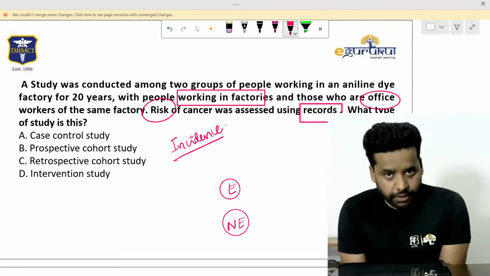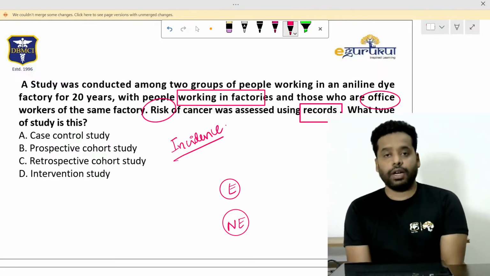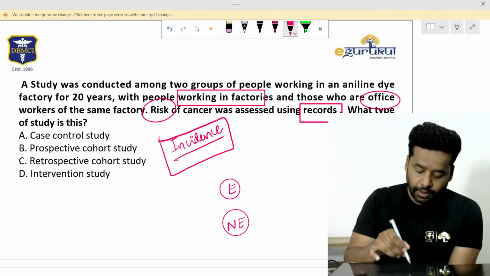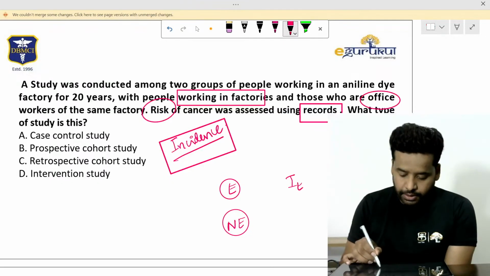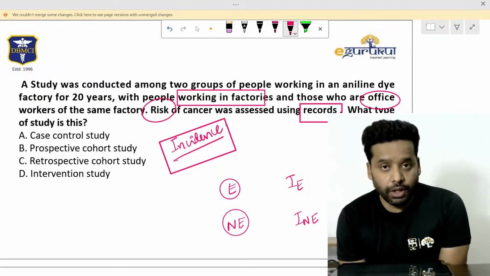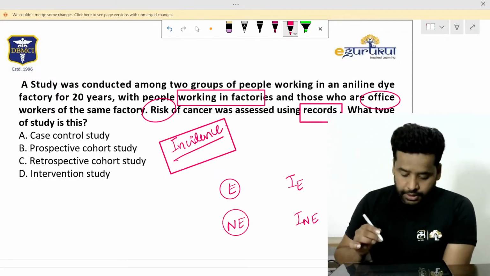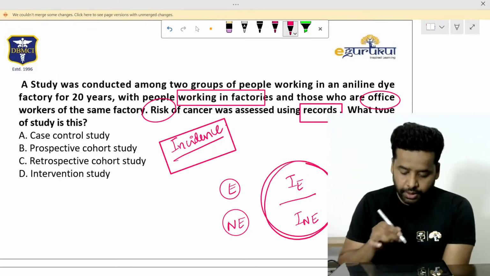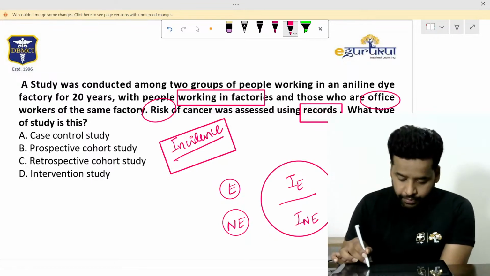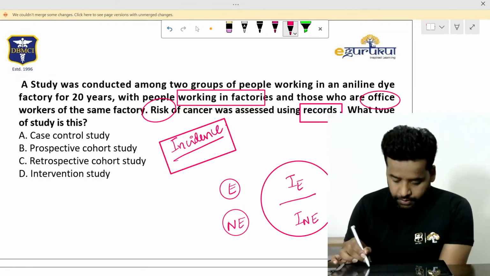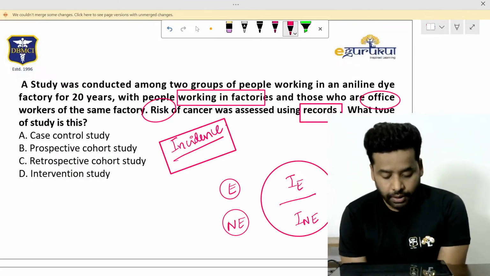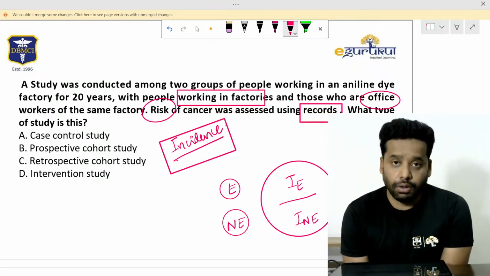When you have incidences with you, listen to the words properly. When you are having incidences with you, two things you can calculate: mainly the incidence in exposed and the incidence in non-exposed. When you divide incidence in exposed by incidence in non-exposed, what ratio will you get? Very good. Risk ratio.